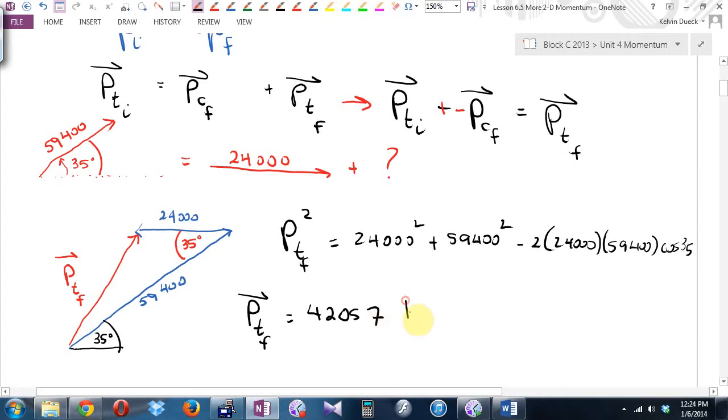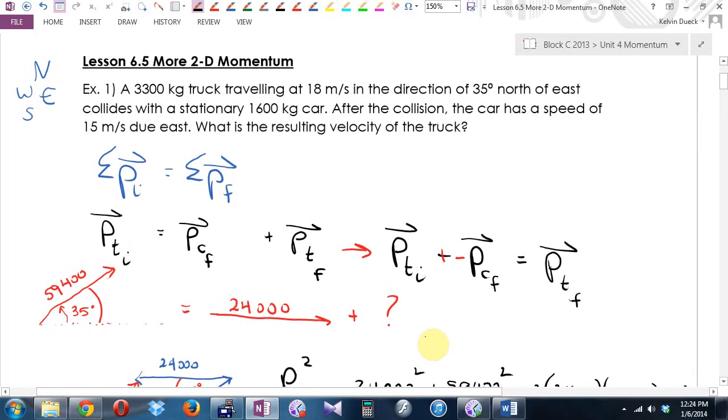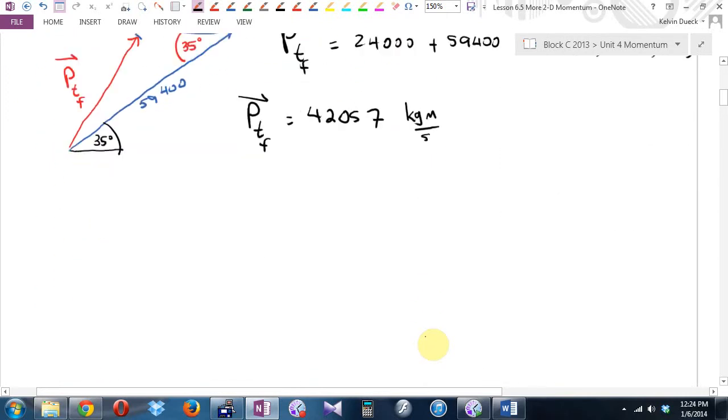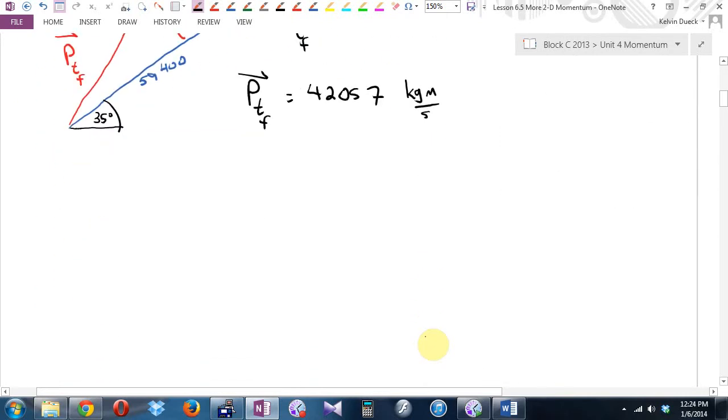Units, it's momentum, so it would be kilogram meters per second. It's not what they asked me to find. That's the final momentum. What is this question asking me to find? Is it asking me to find final momentum? Oh, velocity. How can I get a velocity if I know momentum? Divide by the mass, okay? There's a lot of steps here. Divide by the mass.